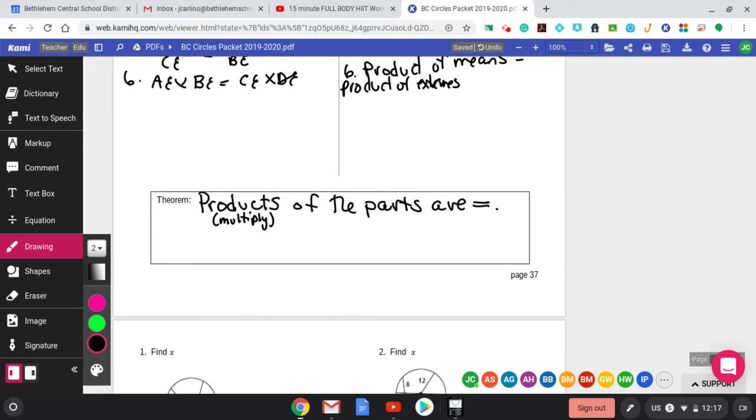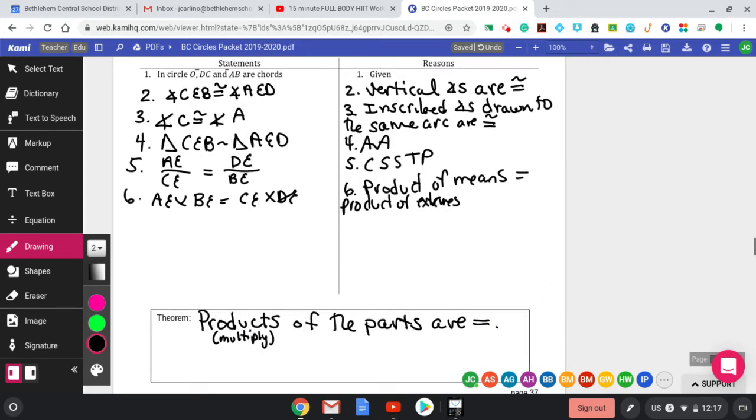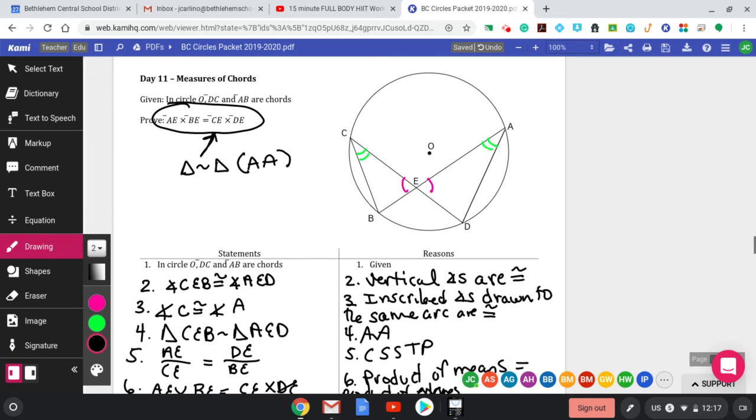And this is for two chords only. So let me just do a little quick example back up here. Okay, again, products of the parts are equal. So if I go back up here, and let me say CE is 5, this is 4, that's 2, what's the length of EA? Here's what we just proved, that 5 times 4, the product of one part of a chord, is equal to the product of the parts of the other chord, 2 times x. That's what we're saying. That's what we just proved by means and extremes are equal. Okay?